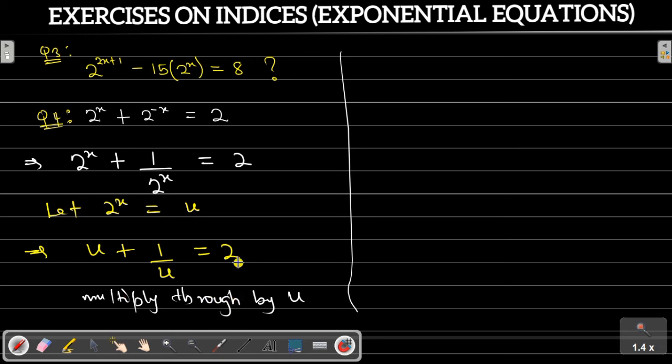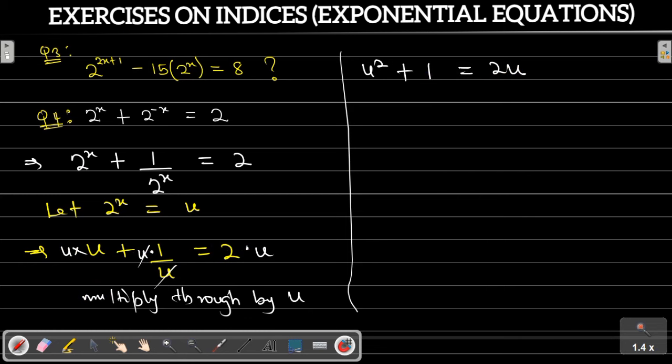So if we multiply through by u, u multiplying this will give us u squared. U multiplying this will cancel out. Look at what I'm saying: u times this, and this times u. So this will give us u squared, and this one will cancel this to give us 1, and that is equal to 2u.